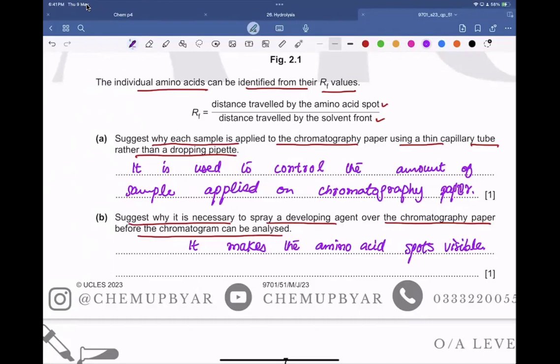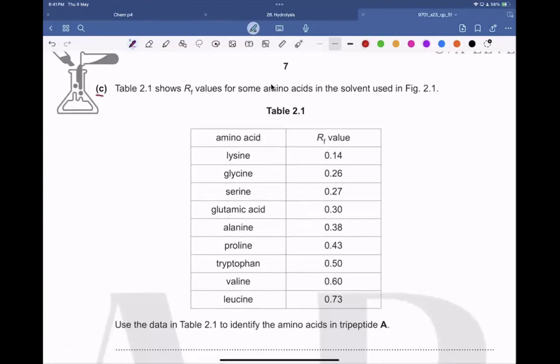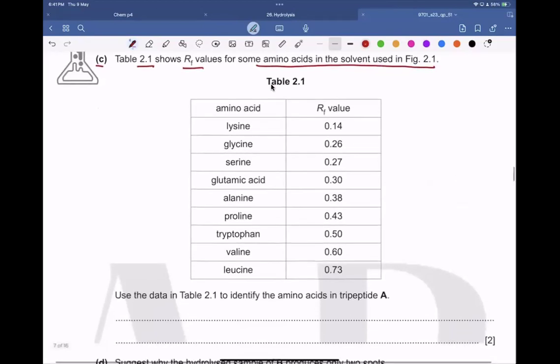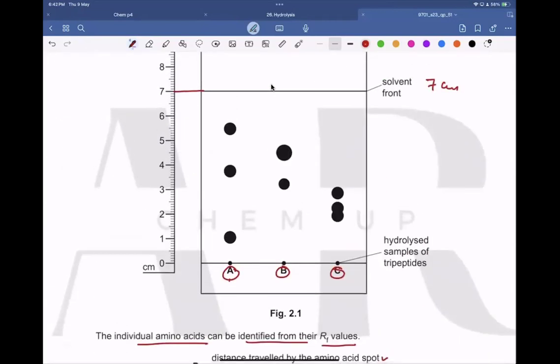Okay, till here, is this clear to all of you? Now C part. Table 2.1 shows RF values of some amino acids in the solvent used in figure 2.1. Use the data in table 2.1 to identify the amino acids in tripeptide A. So let's come over here. In tripeptide A, it is covering the distance of 1 centimeter. So RF value of this would be 1 divided by 7, right? Because 7 is the solvent front. Can anyone calculate it and tell me the answer, please?